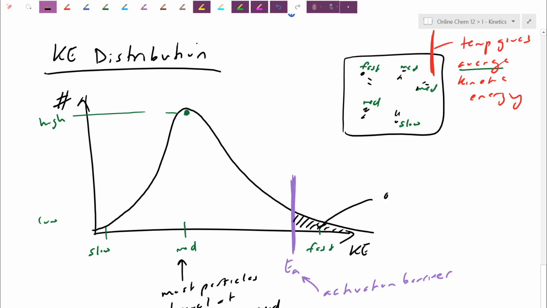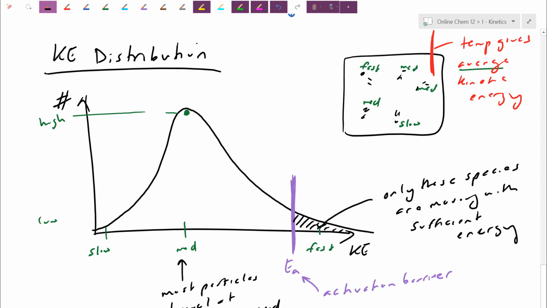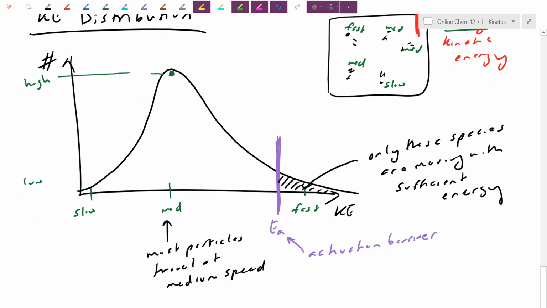Only these particles. So in any given container at any given temperature, it's only your really lucky, really, really fast moving particles. Only these species are moving with sufficient energy. Remember, for collision theory, we needed enough energy and we needed good geometry. It's only these ones that have sufficient energy.